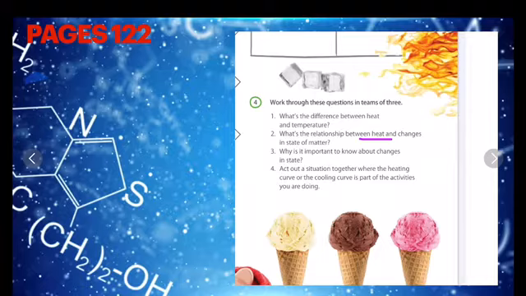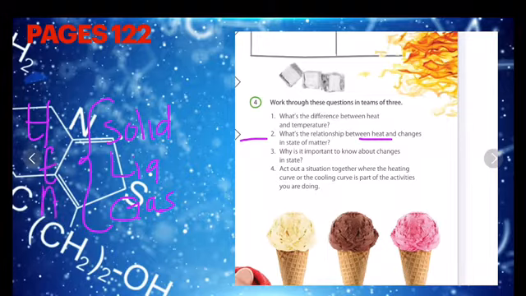What are the changes in the state of matter? In this case will be solid, liquid, and gas. Remember? So what happens between the relationship of this with heat? What happens to it, okay? Why is it important to know about changes in state? Why do you think it's important to know when something passes from solid to liquid, liquid to gas, and etc.? Why do you think so, okay?